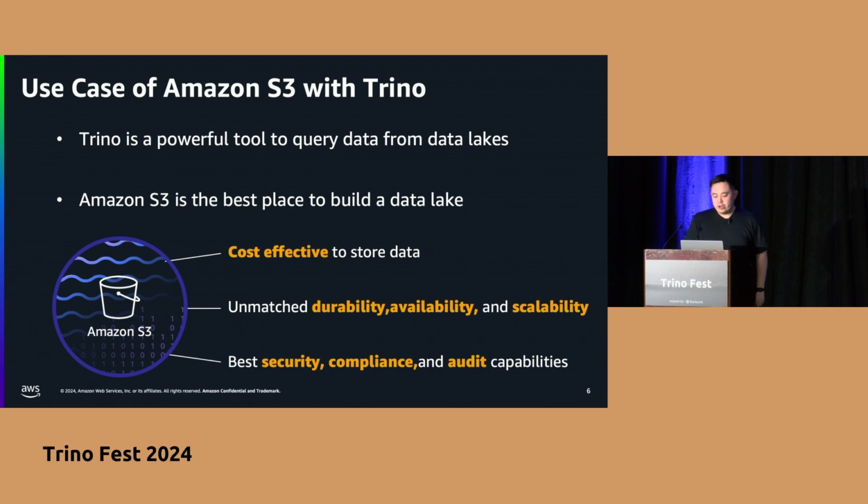Trino's ability to query data from data lakes offers a powerful solution for efficient data analytics. And Amazon S3 is the best place to build a data lake because Amazon S3 has virtually unlimited scalability, cost performance, and supports a variety of security, compliance, and audit capabilities. Currently, more than 1 million data lakes run on AWS, so it's quite common to use Trino with Amazon S3 data lakes.